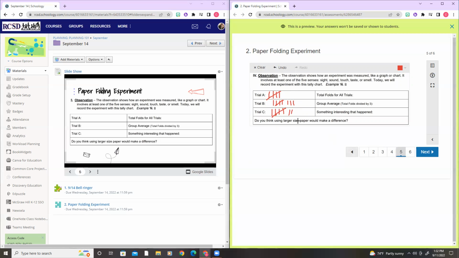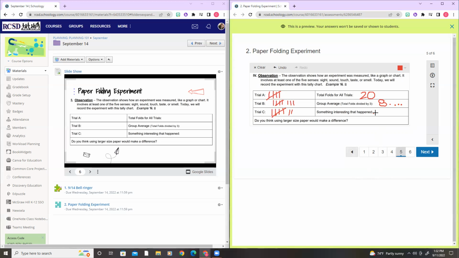And then we need to get the total number of folds for all trials. So we're just going to add these together. 5 plus 8 plus 7 is 20. And then the average, so 20 divided by 3 is roughly 8 with a decimal number for something. You can use a calculator for this. It doesn't matter if you can do that in your head or not.